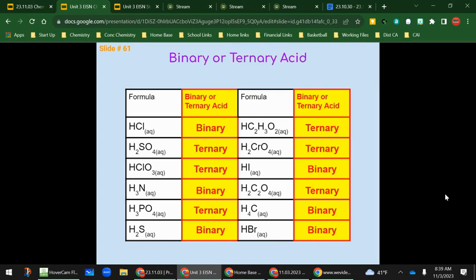Mr. Murphy, are we going to have an acid test? Are we going to have what? Acid test? Yes, definitely. The test is going to be 60 points. The test is going to have 60 compounds that you will either name or write the formula for. Okay. And then another 10 points of other things.